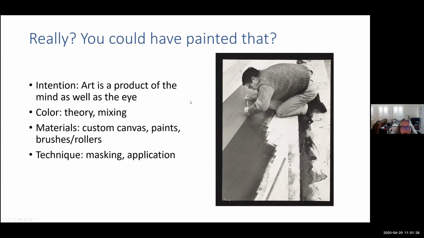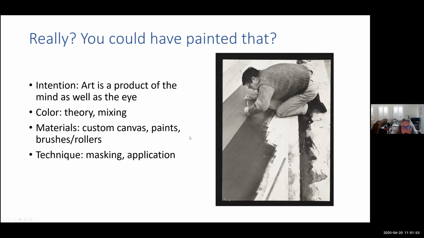So then we have our materials. Are we going to use a custom canvas like the diamond shape that Noland was using? Are we going to use a square canvas like Stella was forced to use when he was in Canada? What kind of paint are we going to use? Are we going to use oil paint or acrylic paint or enamel house paint? Are we going to use a roller or a brush? And what is the technique of applying this?